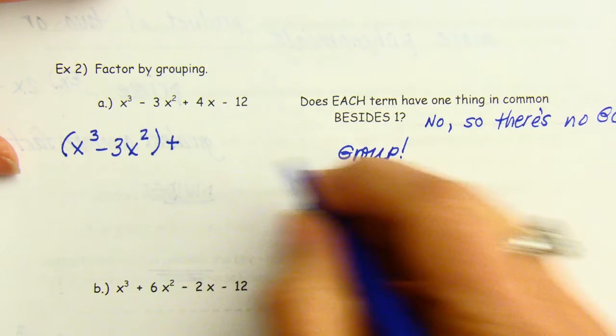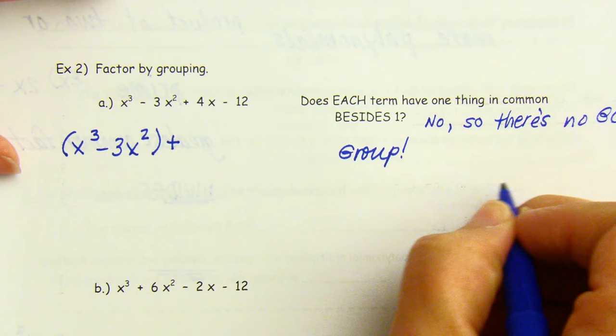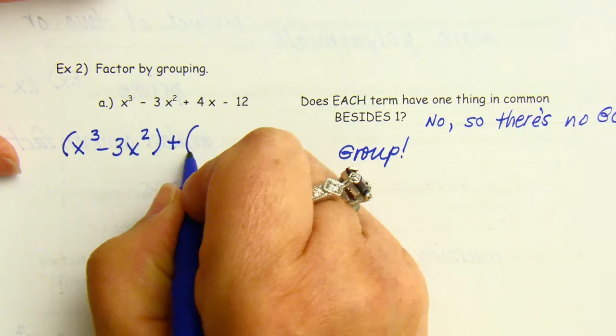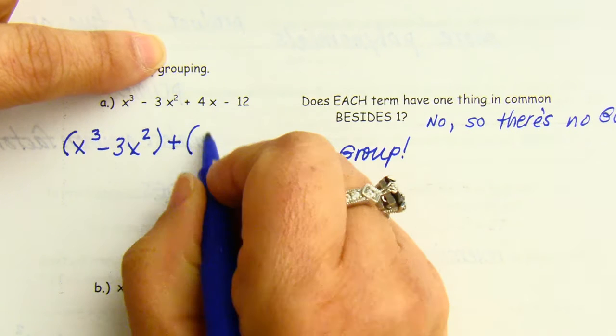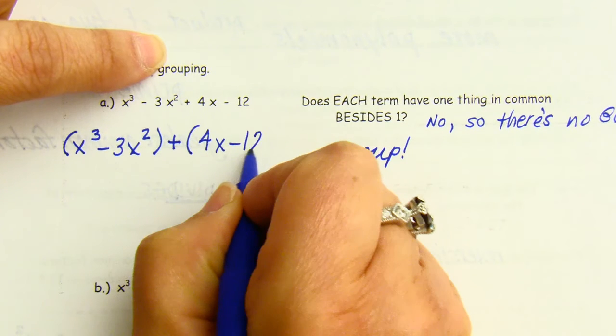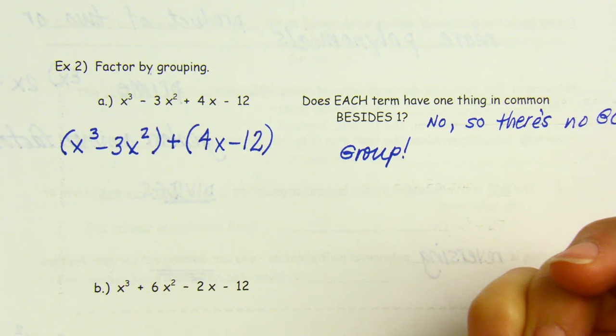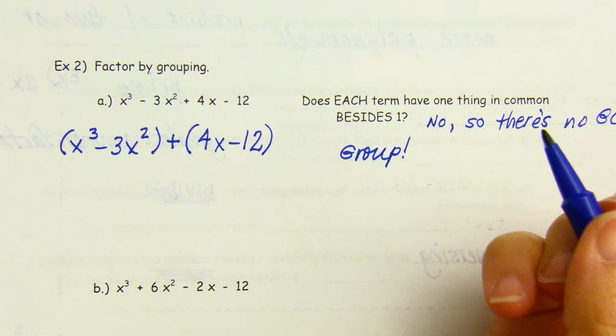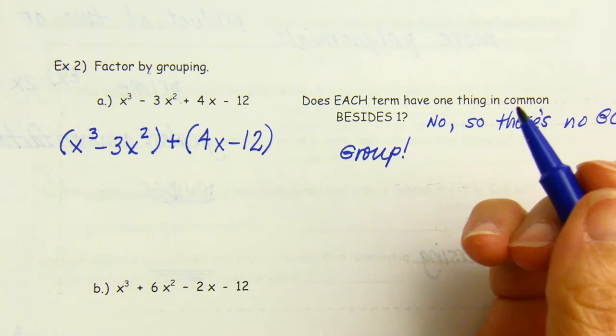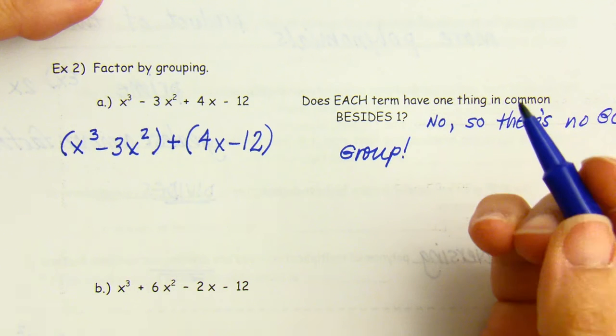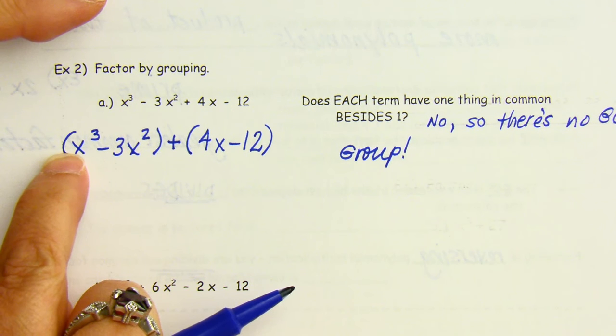Okay, so maybe annotate your notes. Always use plus between your groups. Now, this was a positive 4, so I'm just going to write 4x subtract 12. Okay, so I grouped 2 and 2. Sometimes you have to group 3 and 1. Be careful. So I grouped 2 and 2, and now I'm looking for a GCF in each group.